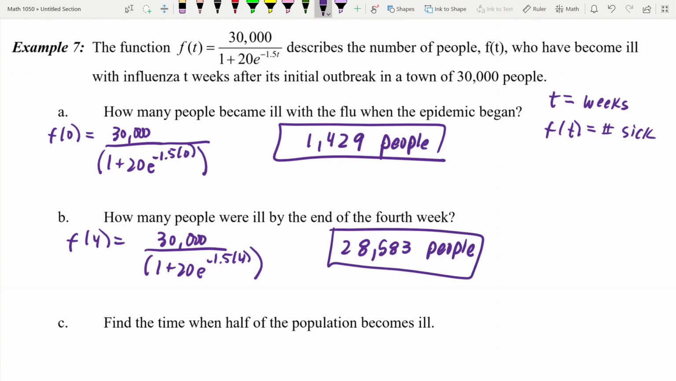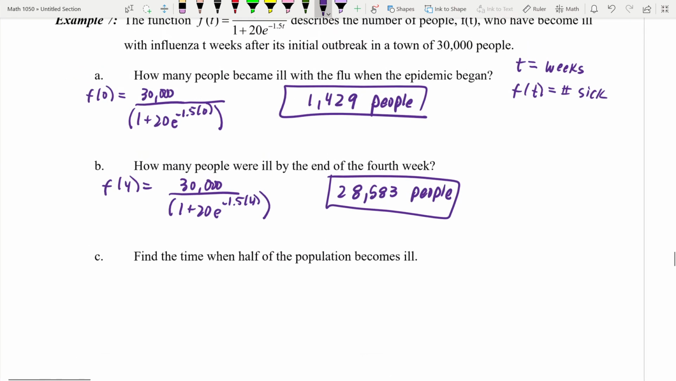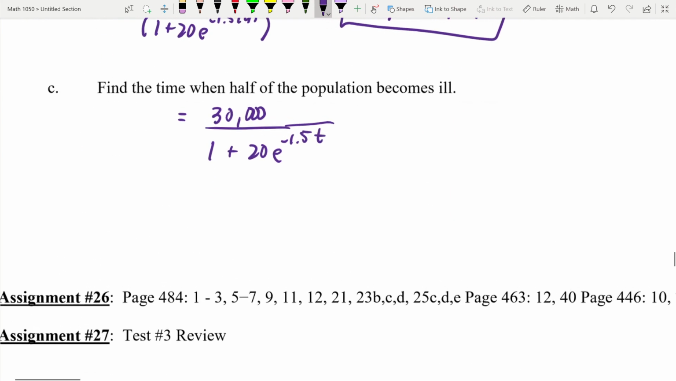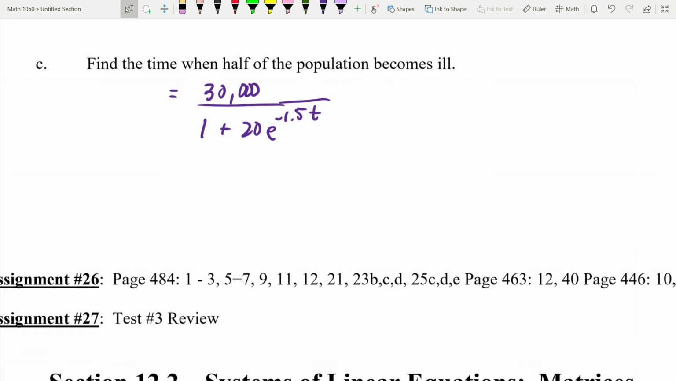Okay, question C. Find the time when half the population is sick. Now I know they're looking for t. So on the right hand side, go 30,000. On the bottom, 1 plus 20e to the negative 1.5 times t. Now I have to have a number for the left hand side. Somebody tell me what that would be. 15,000. Good, half the population.